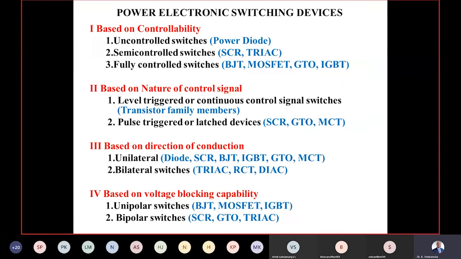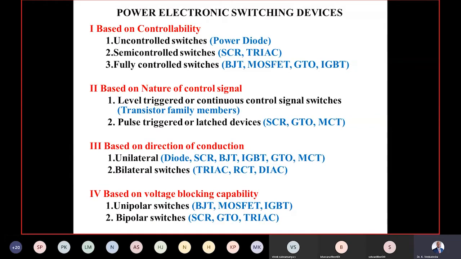Then, based on direction of conduction, in some situations I expect my switches to conduct current in both the directions. In some situations, I don't want to conduct current in both directions. Maybe one direction current flows, that's fantastic. Now, first one, unilateral. Unilateral means this switch is capable of conducting current in only one direction. Diode, one direction. SCR, BJT, IGBT, GTO, MCT. If you do not know the abbreviations: SCR, silicon controlled rectifier; BJT, bipolar junction transistor; IGBT, insulated gate bipolar transistor; GTO, gate turn off thyristor; MCT, MOS controlled thyristor. All these switches conduct current in only one direction. It won't conduct current in both the directions.